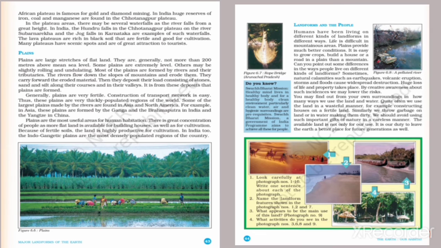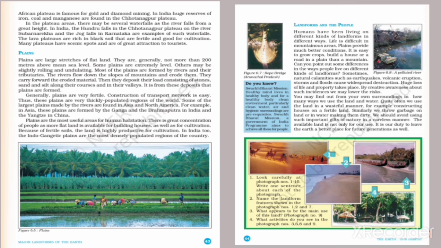Next, landforms and the people. Humans have been living on different kinds of landforms in different ways. Life is difficult in mountainous areas. Plains provide much better conditions. It is easier to grow crops and build a house or a road in a plain than on a mountain. However, people also live in plateaus, forest areas, and areas of volcanic eruption and earthquakes.